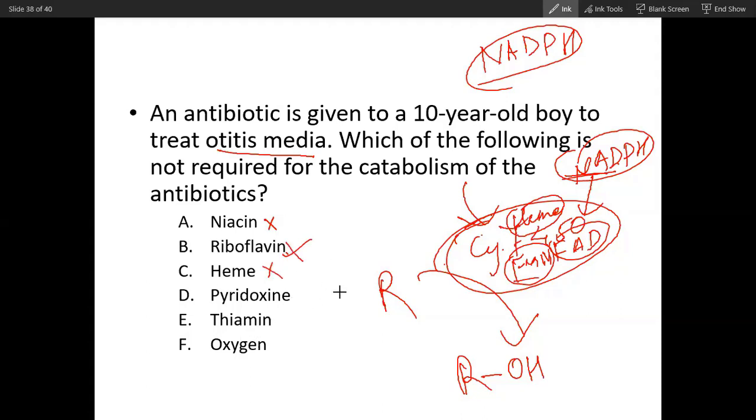Pyridoxine, it is not part of this. So this is the answer. Thiamine is also not part. So two answers are there. Oxygen, yes, it is part. So this cannot be the answer. Two are the answer. Okay. So these are all part of this enzyme. So pyridoxine and thiamine are not present in this enzyme.